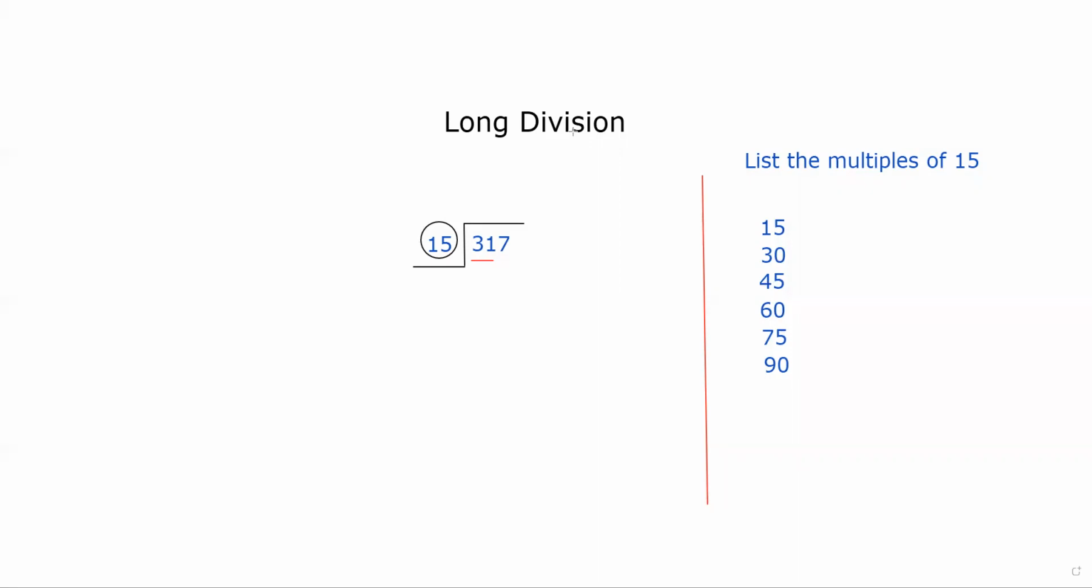So I'm going to count 1, 2. So I'm going to write here 2. So 2 multiply 15 is going to be 30. And then I'm going to do minus. 31 minus 30 is going to be 1, and 7 is going to come down.